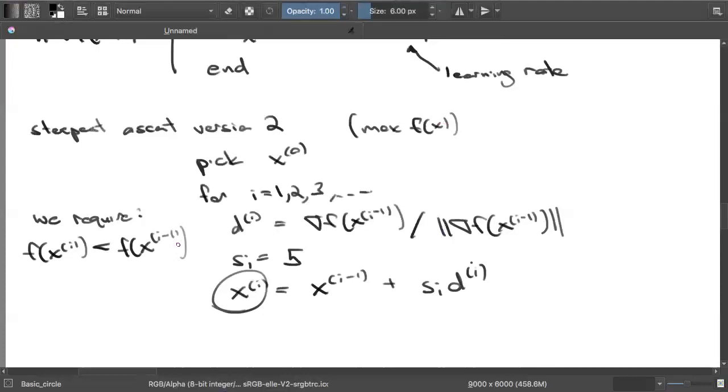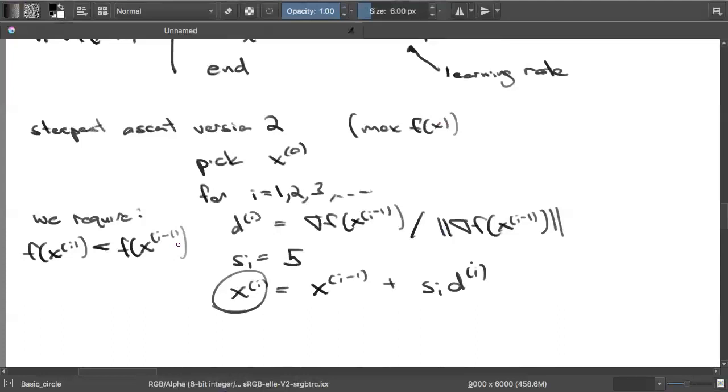It's called backtracking. You aim big. You take what you think is a big step size, so not too big, but big, 5, let's say, and you check. If you went downhill, great. That's your step. If not, back up. See if you go downhill. If not, back up. Or I should say uphill, sorry, because we're trying to maximize.